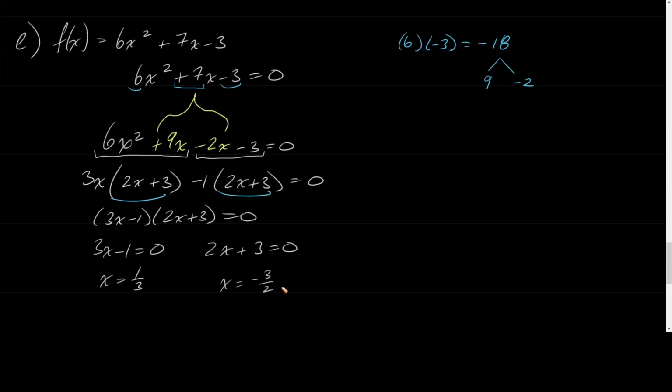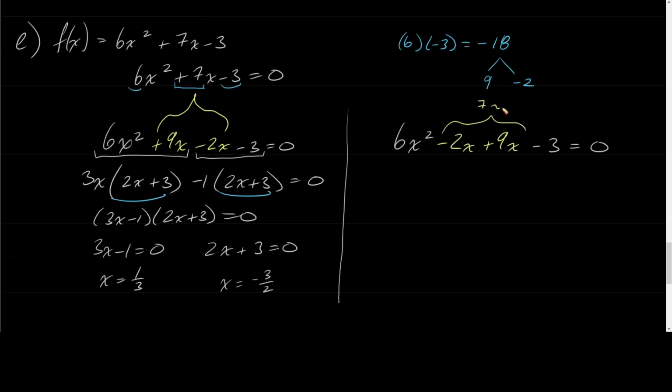Now, I do want to mention something real quick here about the way that I factor this. I used 9 first and then negative 2 when I rewrote it here. There's absolutely no reason why you need to do it that way. You can rewrite this as 6x squared minus 2x plus 9x, and then a minus 3 is equal to 0. And notice there that this negative 2x plus 9x is still equal to just 7x as originally intended, right? That's what we wanted.